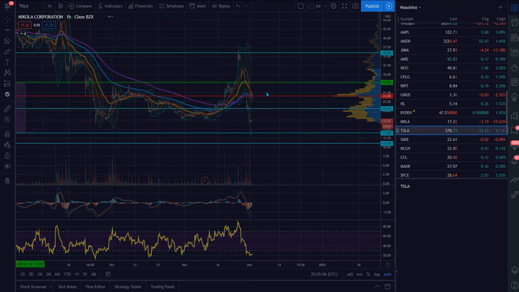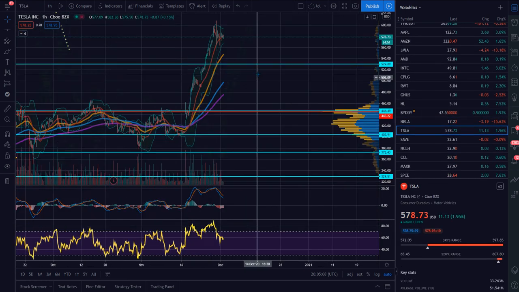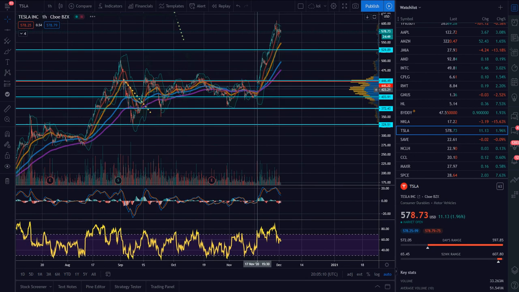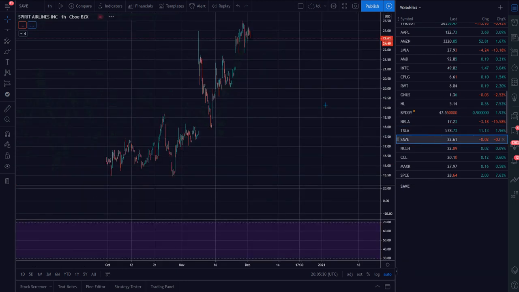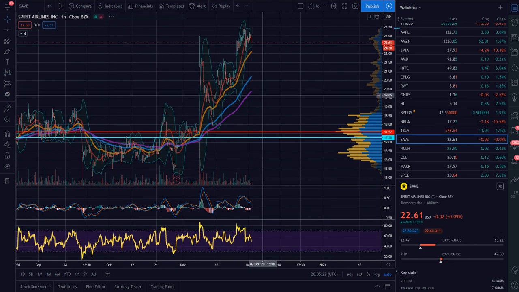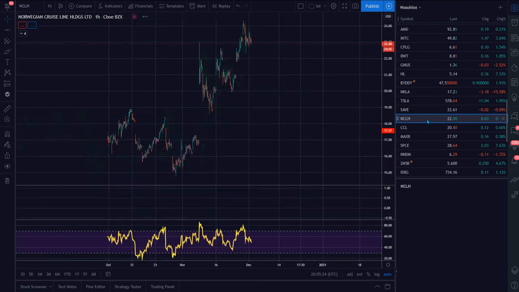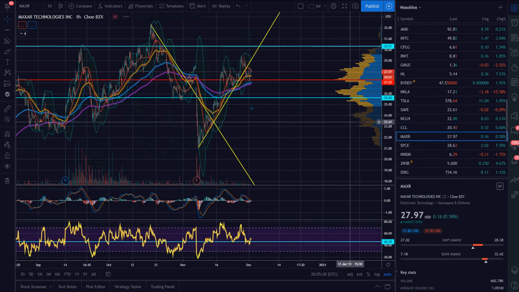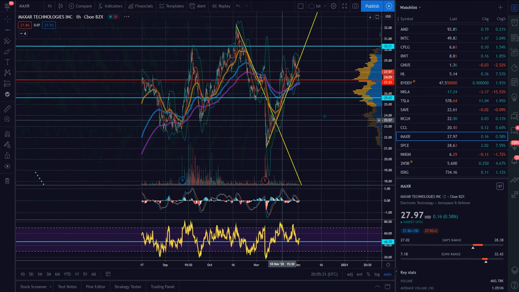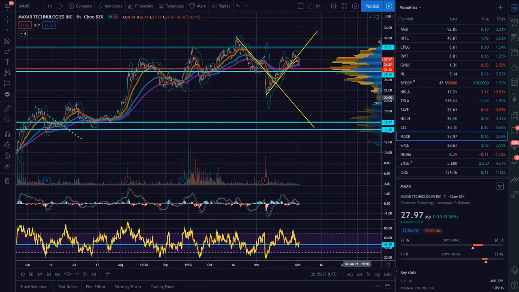Tesla keeps going, keeps mooning. Broke through. Well, I don't know. This is probably old. I haven't done much charting on it. Spirit is going up. Cruise line's going up. Maxar, I think Maxar's just going sideways. Oh wow. So it broke the uptrend line.